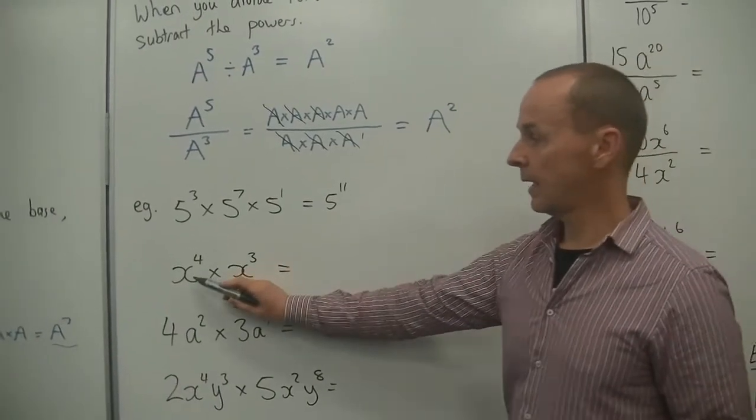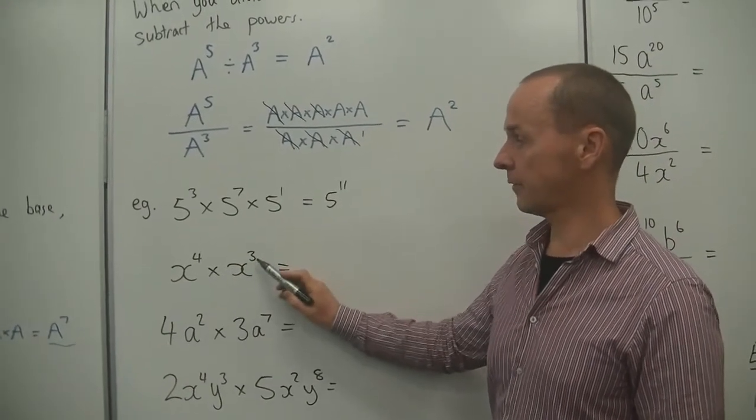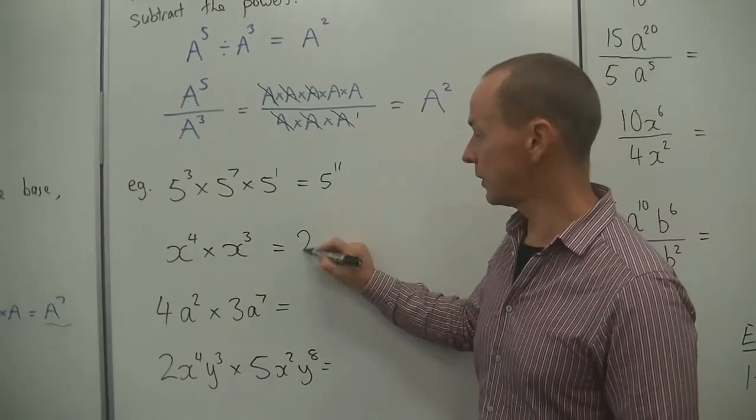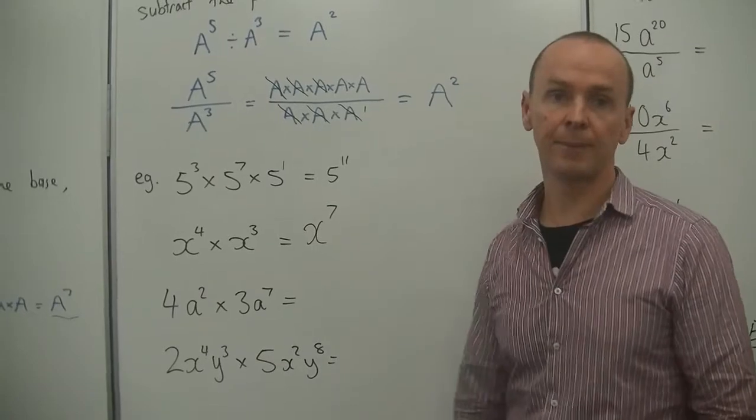Next one. x to the power of 4 times x to the power of 3. Same base, you're multiplying, so you add the powers. So it's x to the power of 7. How easy is that?